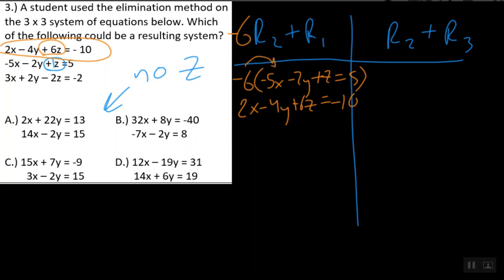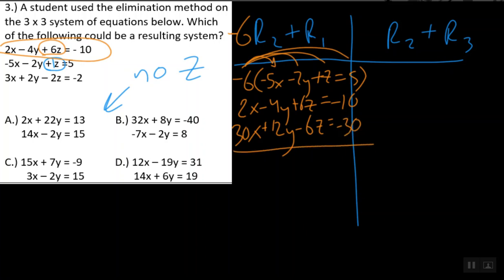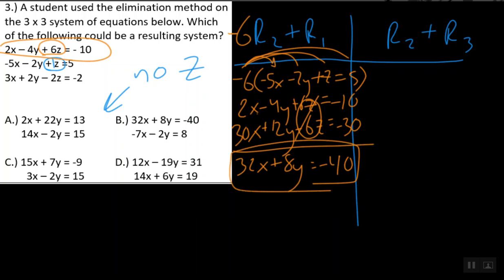Now what I want to do is distribute that negative 6. So negative 6 times negative 5 is 30x. Negative 6 times negative 2y is plus 12y. And negative 6 times z is negative 6z equals negative 6 times 5, negative 30. And when I add straight down, 2x plus 30x is 32x, and negative 4y plus 12y is plus 8y. My z's cancel out, and this is equal to negative 40. So here is one of my equations. Notice that is the equation in B, and that is the only time it's an equation. So clearly the answer choice is B.